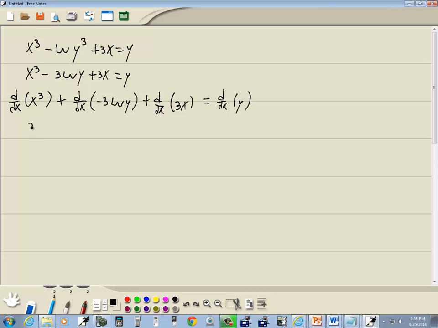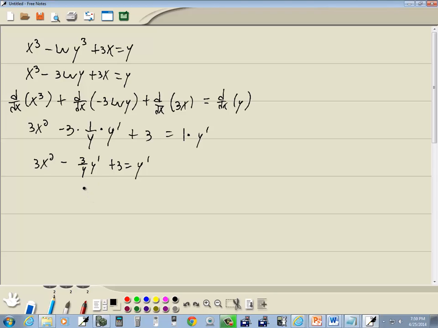Okay, well, the derivative of x to the third is 3x squared. The derivative of negative 3 natural log of y, well, negative 3 just stays out in front. The derivative of natural log of y is 1 over y. But since we're taking the derivative with respect to x and it's really a y, we have to throw on a y prime, dy/dx. Plus, derivative of 3x is 3. And over here, the derivative of y is 1, but again, we're taking the derivative with respect to x and it's really a y, so we have to throw on a y prime. So we're going to have 3x squared minus 3 over y times y prime, plus 3 is equal to y prime.